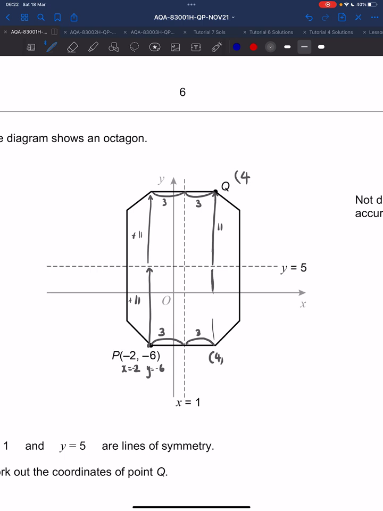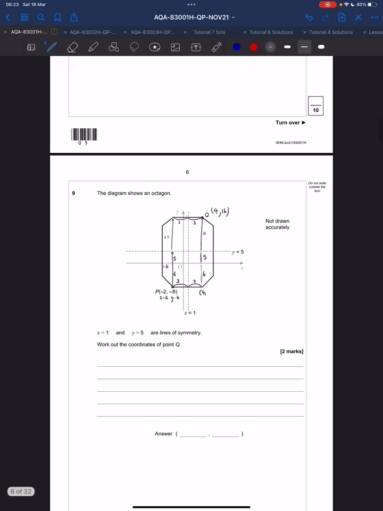So from here, because of the coordinates, we're going to go from the x line, it's actually 5. And that was 6 there. We've got 5 there and 6. That's where that 11 comes from. So it's actually 4 across, 16 up. Work out the coordinates for Q.